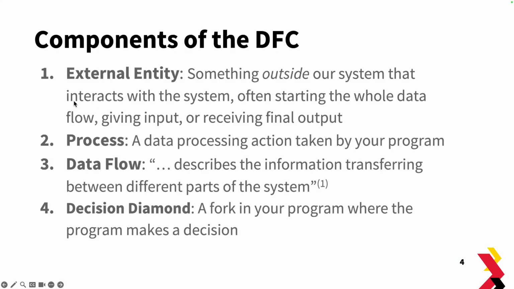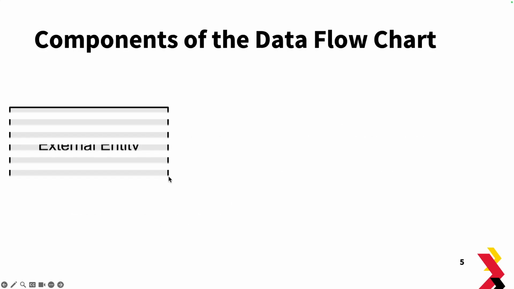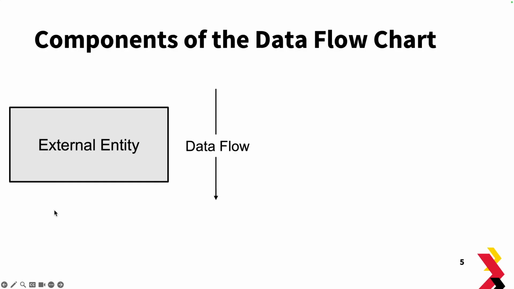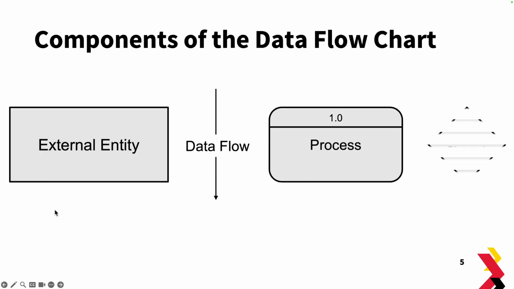The components are here. An external entity is something outside the system that interacts with the system. We have a process, which is some sort of data processing action taken by your program. We then have a data flow, which describes the information transferring between different parts of the system. And then we have our decision diamond, which is a fork in your program where the program makes a decision. Let's just take a look at the components here. This is what an external entity looks like. This is a data flow. This is a process, and this is a decision diamond.